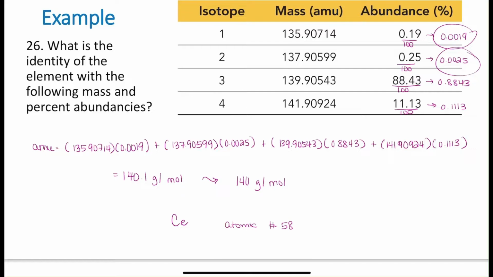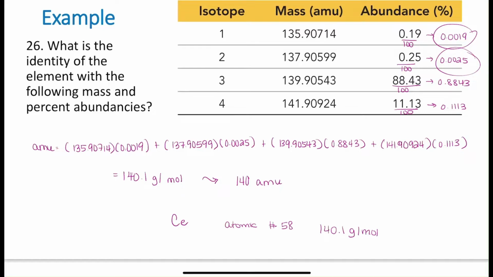But if I look at cerium, its atomic mass here is 140.1 grams per mole. I'm so used to writing grams per mole, I forgot to write AMU here. I apologize. It means the same difference, depending what calculations you're doing.